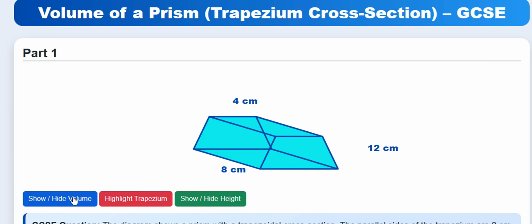But you see, we said this prism has a cross-section of a trapezium. So there are two trapeziums here. So to get the volume of this prism, we need to find the area of the trapezium. Then we multiply by the length of the prism. And that will be the volume of the trapezoidal prism.